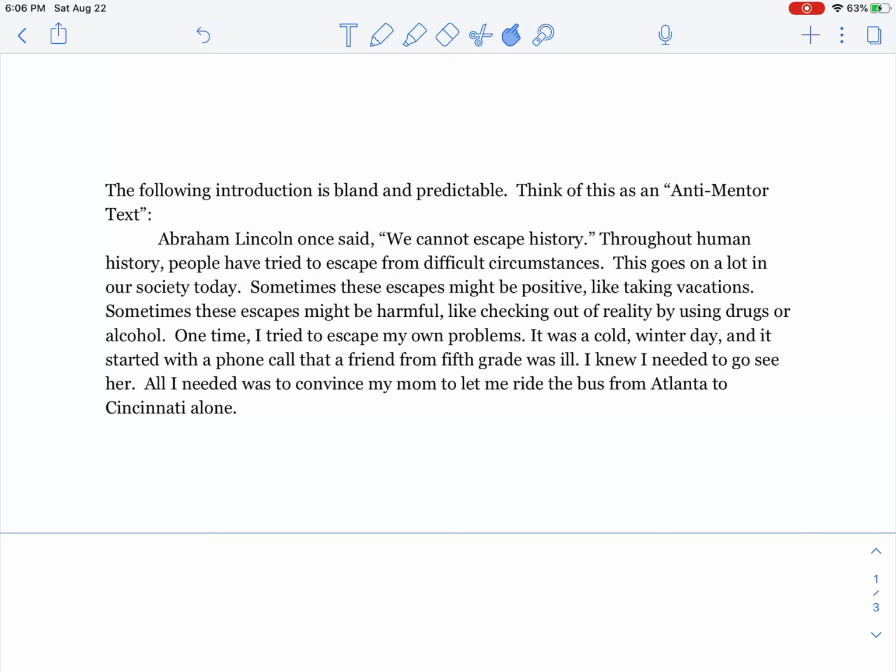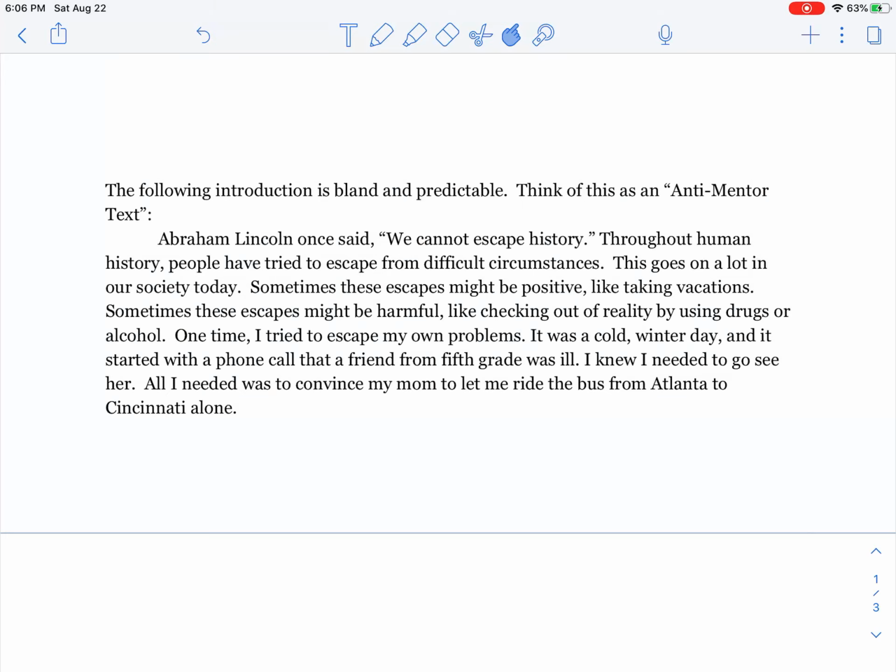So let's read this. Abraham Lincoln once said, "We cannot escape history. Throughout human history, people have tried to escape from difficult circumstances. This goes on a lot in our society today. Sometimes these escapes might be positive, like taking vacations. Sometimes these escapes might be harmful, like checking out of reality by using drugs or alcohol. One time I tried to escape my own problems. It was a cold winter day, and it started with a phone call that a friend from 5th grade was ill. I knew I needed to go see her. All I needed was to convince my mom to let me ride the bus from Atlanta to Cincinnati alone."